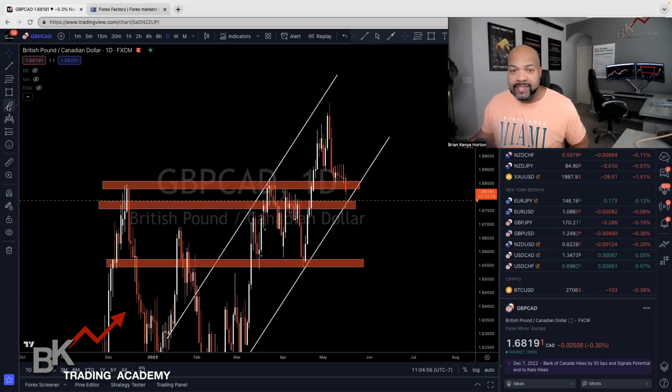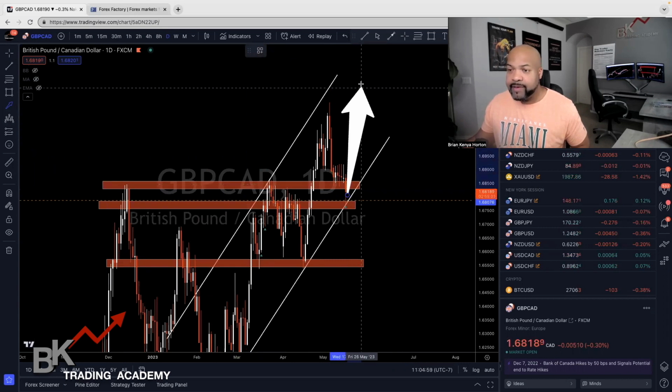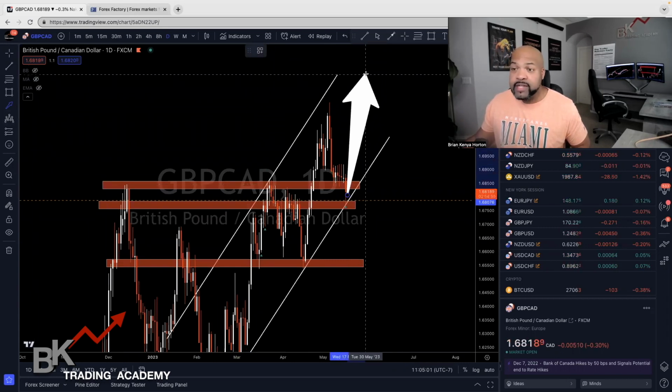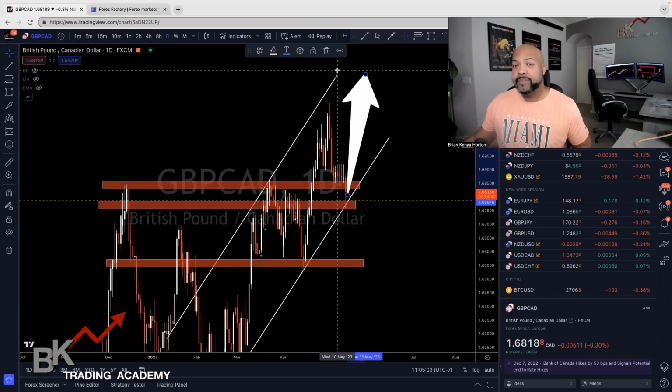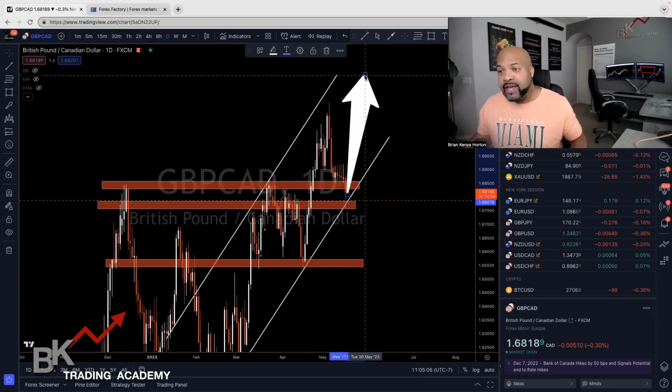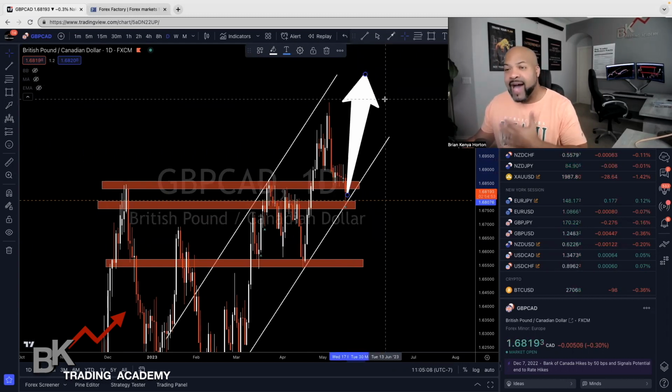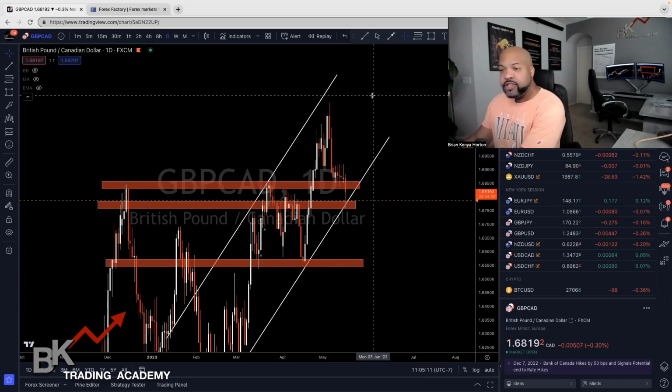So now I'm anticipating for price to come up eventually, and it may take a few weeks or so to reach this high level, depending on what's going on economically. But I know that I'm in an uptrend and I'm confident, okay? And I haven't used one single indicator.